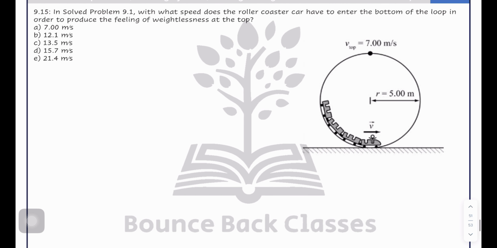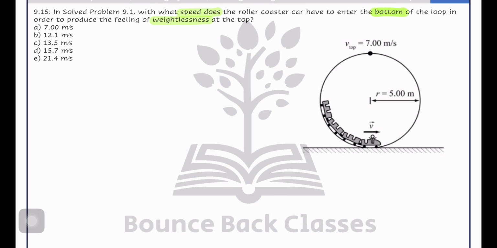Okay. Now we need to read and understand this question. What does it say in problem 9.1? In problem 9.1, what speed does the roller coaster have? You need to focus on that. He is looking for the speed in a particular situation. What speed does the roller coaster car have to enter the bottom of the loop in order to produce the feeling of weightlessness?